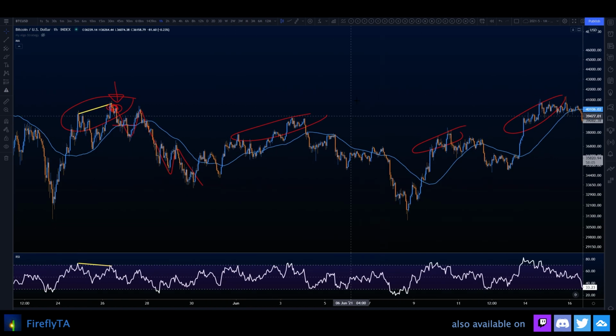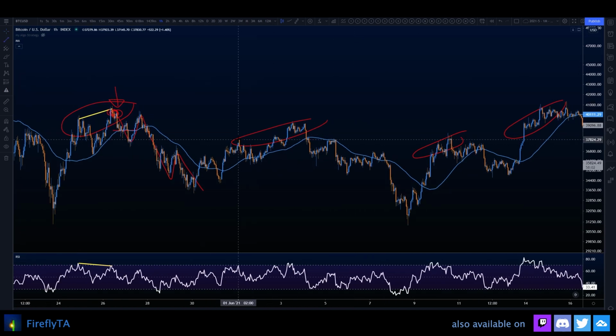Let's look at this example. We have a higher high on price, and we have a higher high on RSI. So this is no bearish divergence. So we don't have a sell signal here.